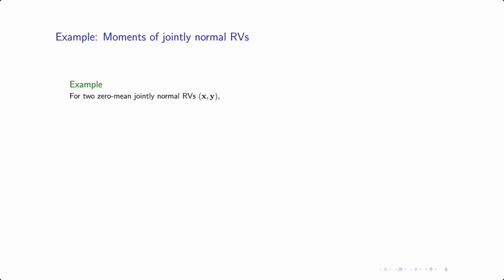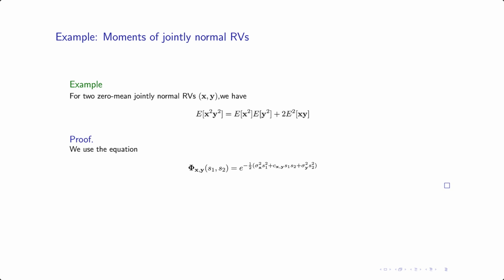As an example of using moment generating functions, assume that you have two zero mean jointly normally distributed random variables. From here, you can write the expression of the joint distribution. From here, I may ask you to prove this. It's very easy to do in the moment generating domain compared to using the PDF. The proof is very easy because the joint moment generating function of these random variables is equal to this expression, where this is the variance of x, the variance of y, and this is the correlation coefficient.